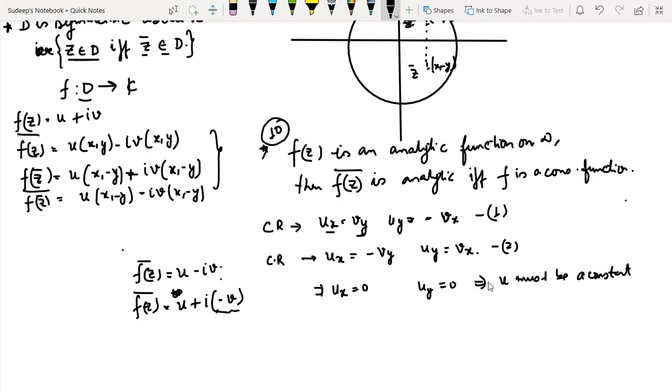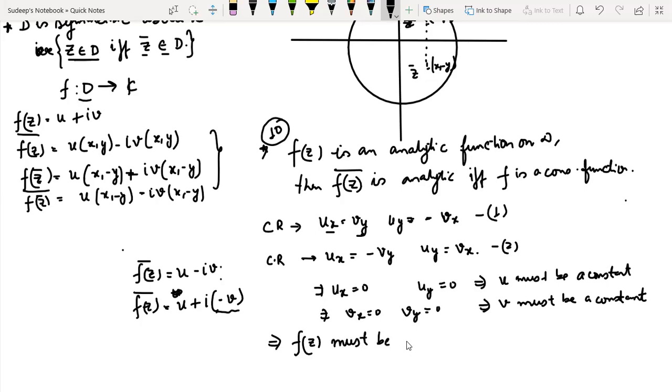And not only this, if Ux and Uy are both 0, it implies that Vx and Vy are also 0. It implies that V must be a constant function. And if both U and V are constant functions, it implies that f(z) must be a constant function.